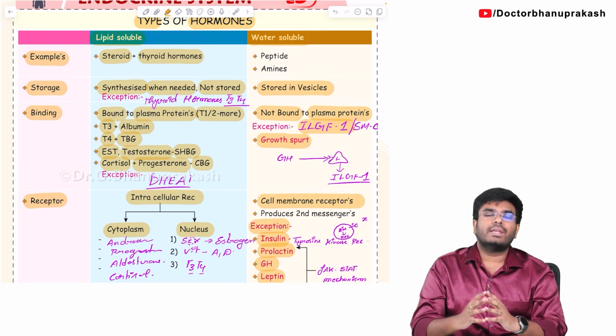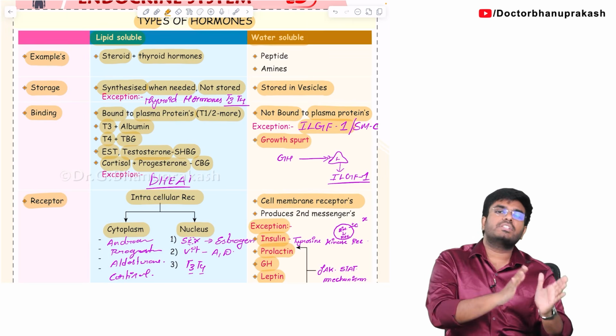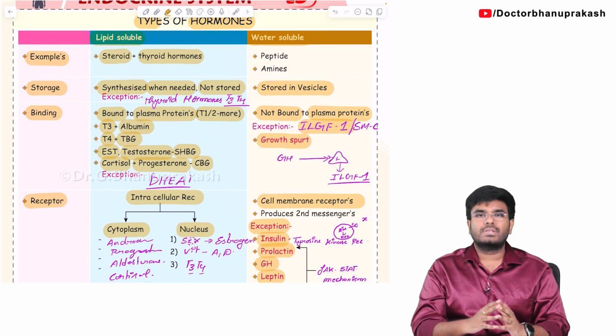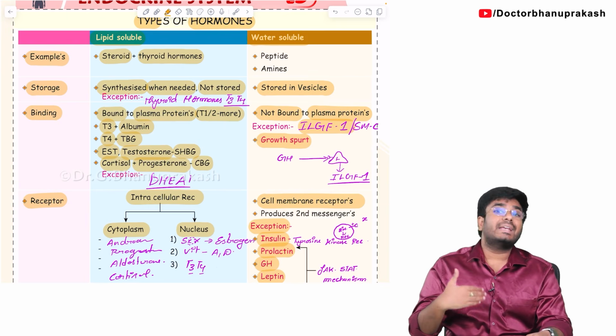Okay, so with this, in the first video, we have seen the differences between the two important groups of hormones. In the next video, we will discuss the secondary messenger mechanisms.